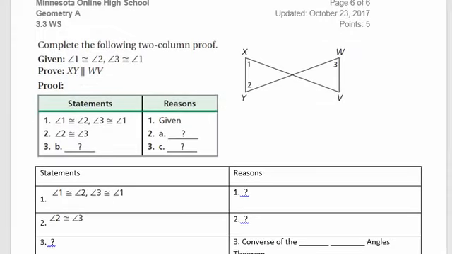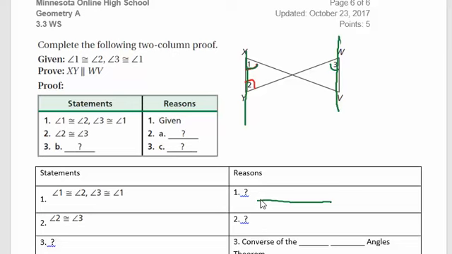Here we've got angle 1, mark these, is congruent to angle 2, and we've got that angle 3 is congruent to angle 1. And we are supposed to prove that XY, this line, is parallel to this line. So we write down our given information. You're going to complete this table. Some of it's up there. And then the next step says that 2 is congruent to 3. Is that part of our given? Nope, it's not part of our given.